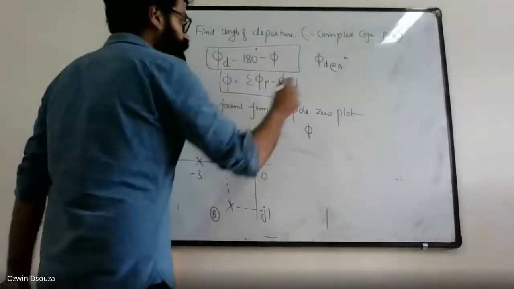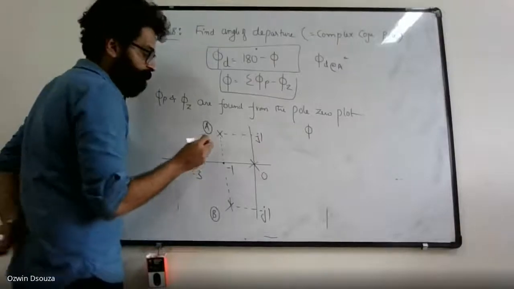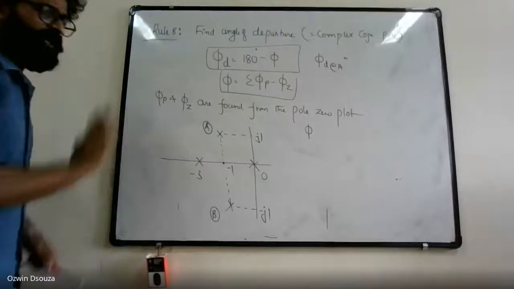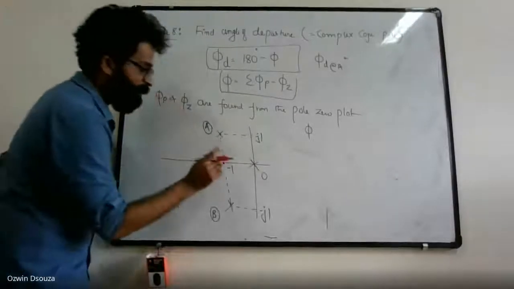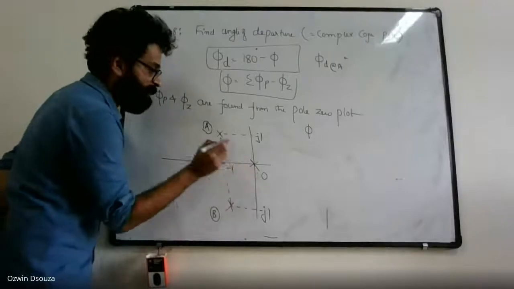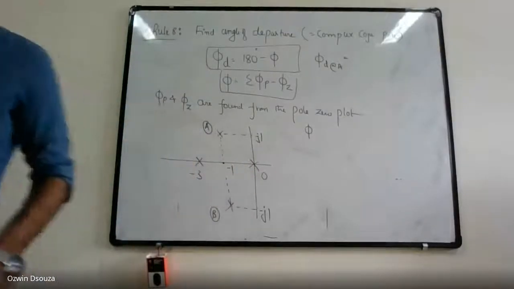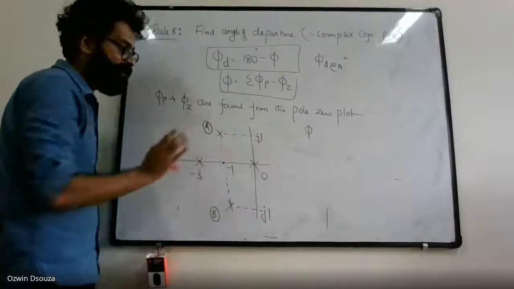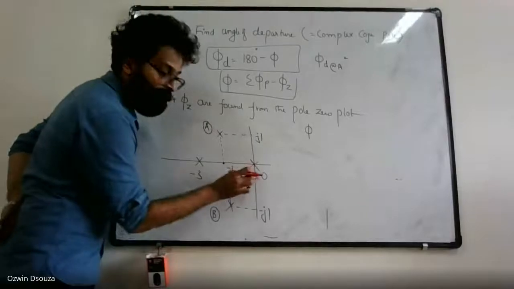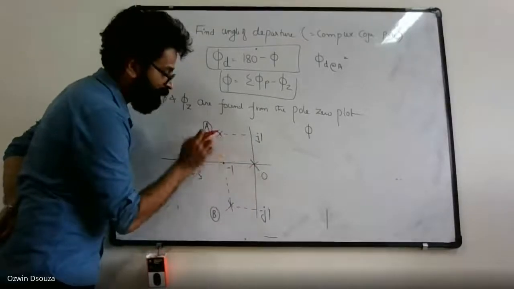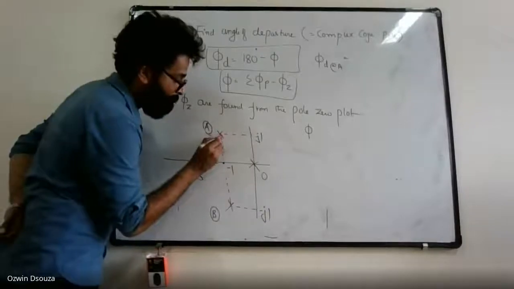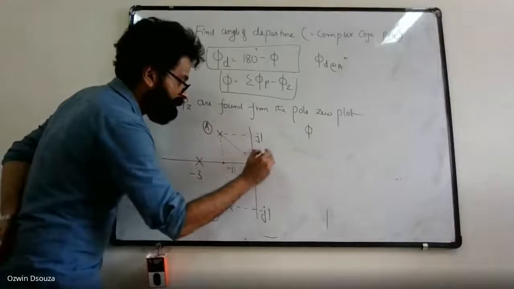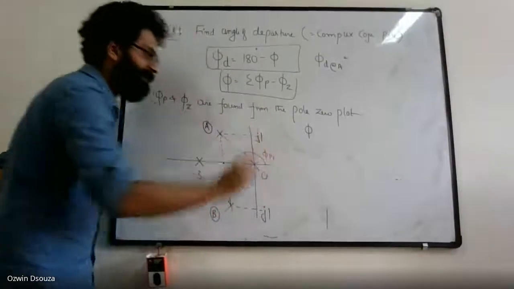In order to find phi p, you have to connect all the poles and zeros to the complex pole under consideration. What do you mean by that? I have a pole at origin. Using a scale, because you are doing angle measurement, it needs to be very, very accurate, so you have to do it on graph paper. Connect the pole at origin with the pole under consideration, and measure the angle. Let's call this angle phi p1.